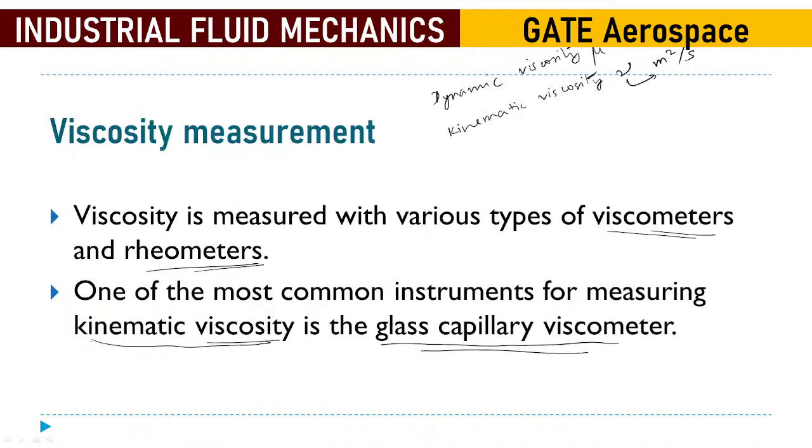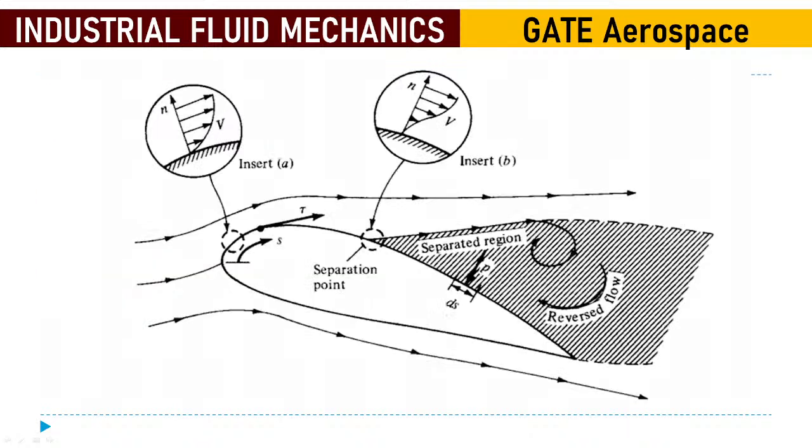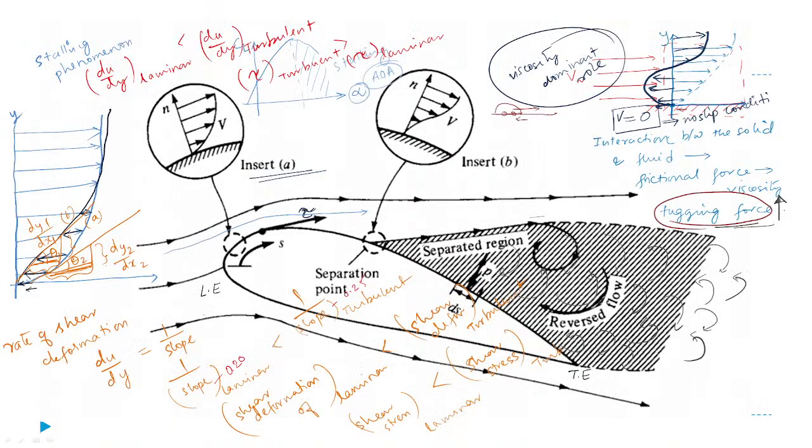So there is a certain theoretical part. How can you measure the viscosity? There are viscometers and rheometers. One more important concept is fluidity. Fluidity is the reciprocal of viscosity. These are theoretical parts you can understand. As we were discussing, du by dy is nothing but the inverse of this law.